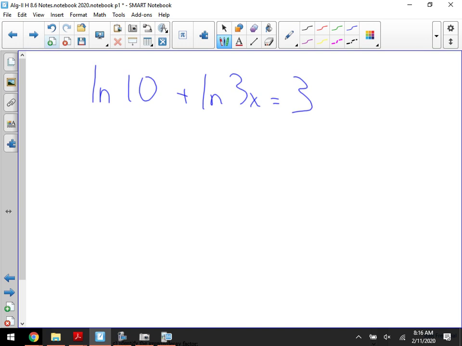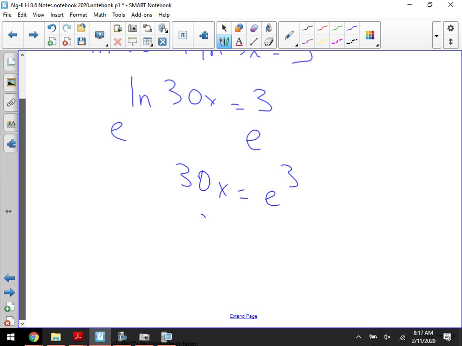So if I'm looking at 28, in order to solve this first, you have to condense. So there's going to be times where you have equations that you have to condense before you can do anything, and this is one example. We wind up then with the natural log of 30x is 3. Now, to undo the natural log, what undoes natural log? E. So you have to E it. So you have 30x equals e to the 3, and that's where you get x is e to the 3 over 30.